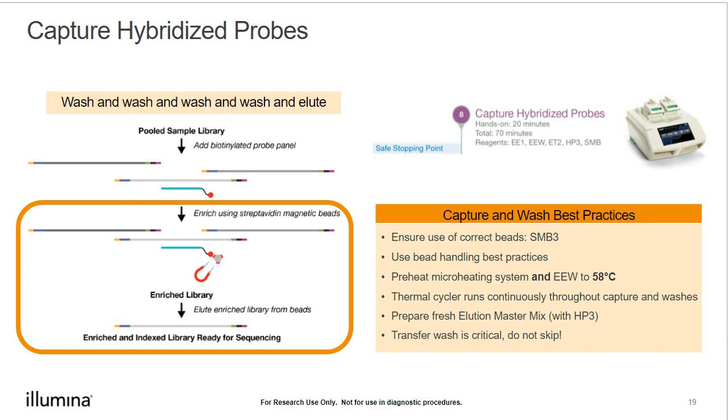Note that the thermocycler will be running continuously for these capture and wash steps. We want to prepare fresh elution master mix with HP3. And finally, the transfer wash here is critical. So do not skip the plate transfer step for the final wash, as this can negatively impact our library yield. Once the libraries are captured, this is a safe stopping point.